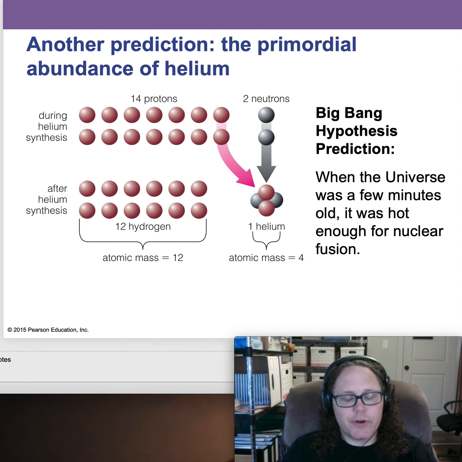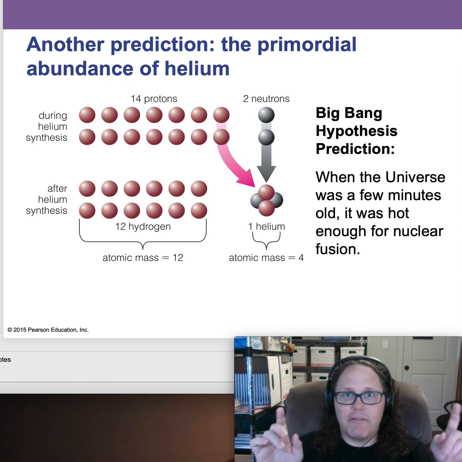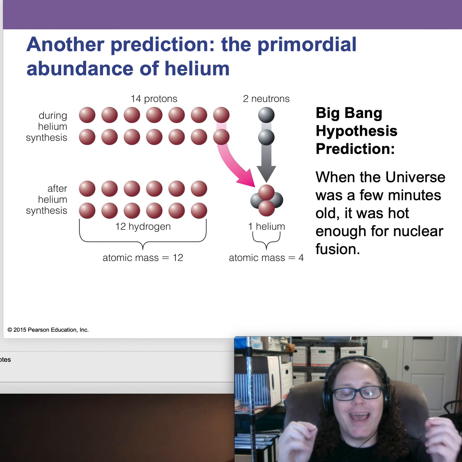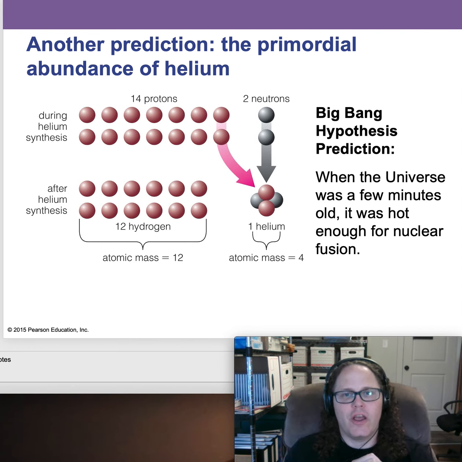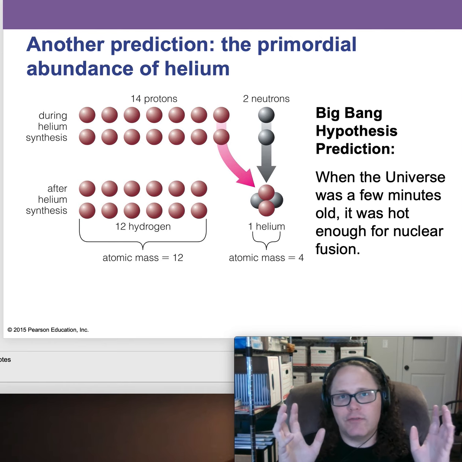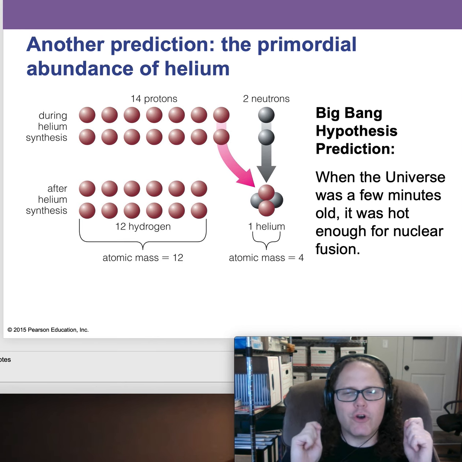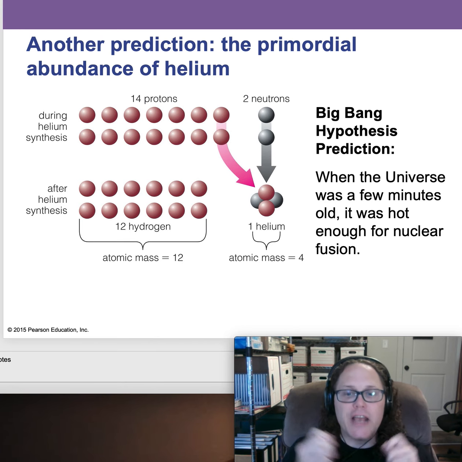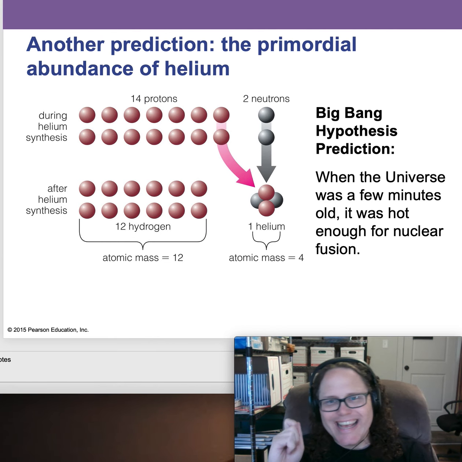The second prediction that was made by the Big Bang hypothesis was that if you turn back the clock even farther, the universe was not only hot and dense enough as the inside of a star, it was hot and dense enough as the core of a star. Not only was it hot and dense enough to glow like a star, it was hot and dense enough for nuclear fusion, turning element number 1 into element number 2, hydrogen into helium.